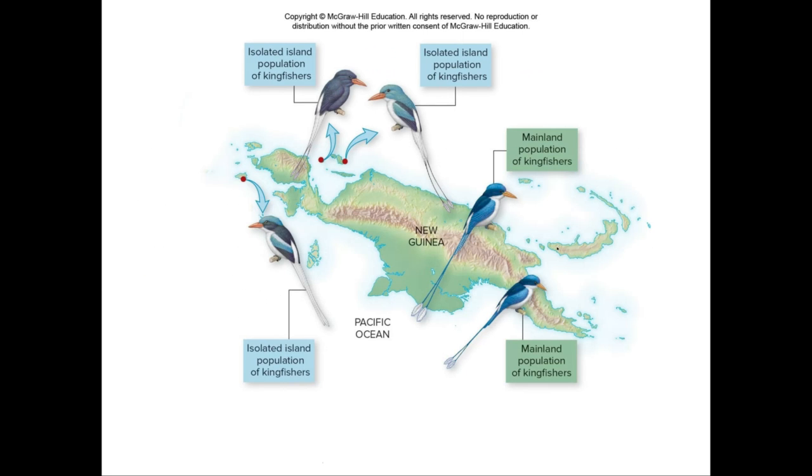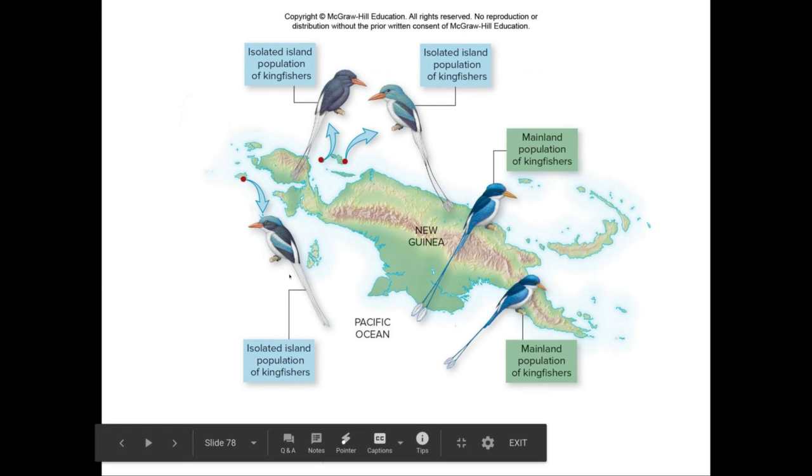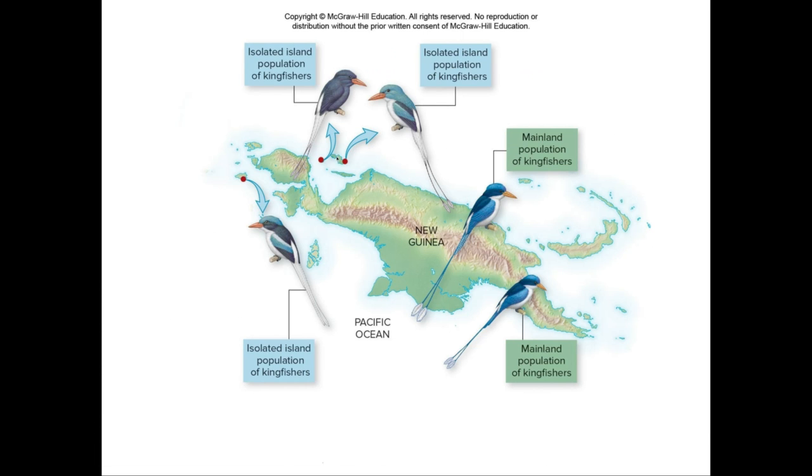So we can look at this. This is the island of New Guinea. We have the mainland population of kingfishers that look like this. But on islands, which are isolated, not super isolated, but still isolated enough that it prevents a lot of gene flow between the main island and these subsequent islands, allows these species to evolve.